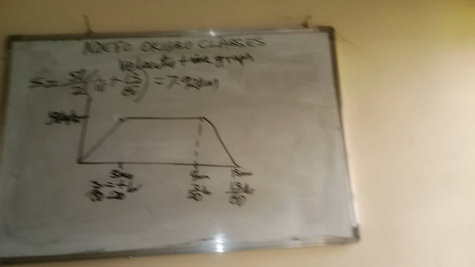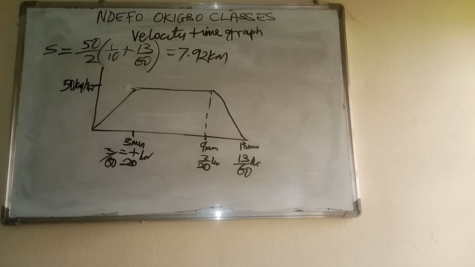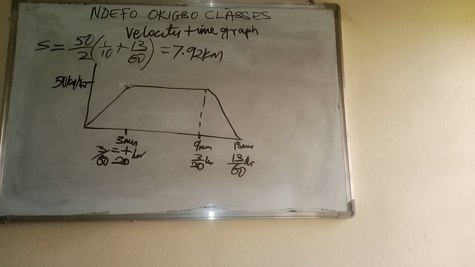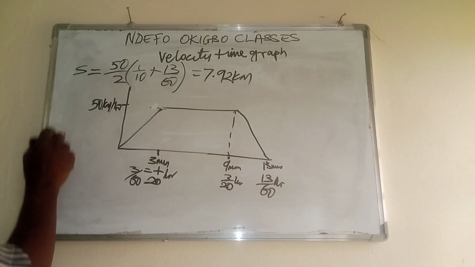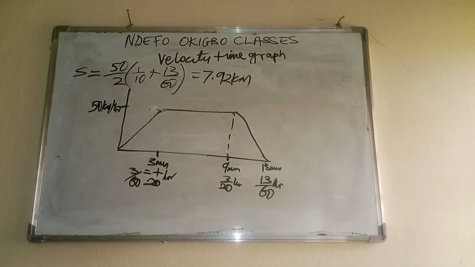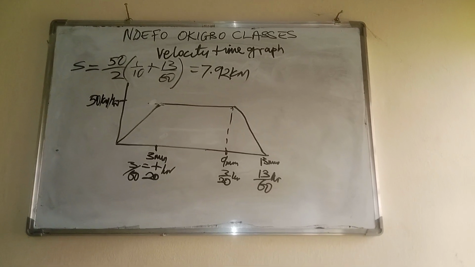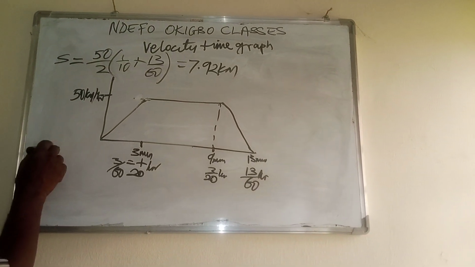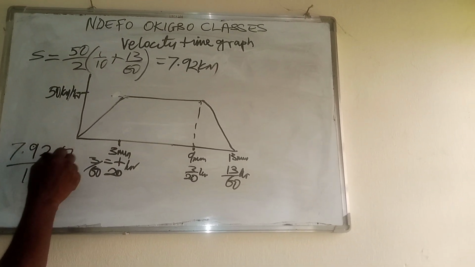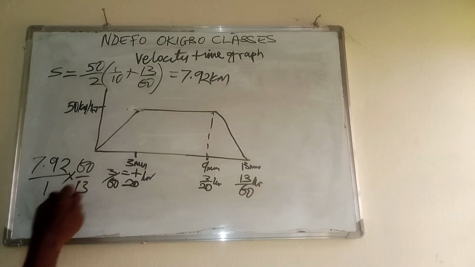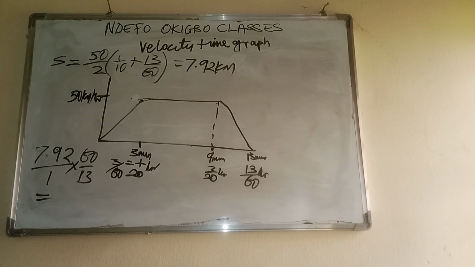So I have gotten the total distance traveled, that's the area of the trapezium. Then the average speed is the total distance traveled divided by the time taken. The time used for the travel is 13 over 60 hours. So it will be 7.92 divided by 13 over 60, so it will be 60 over 13.